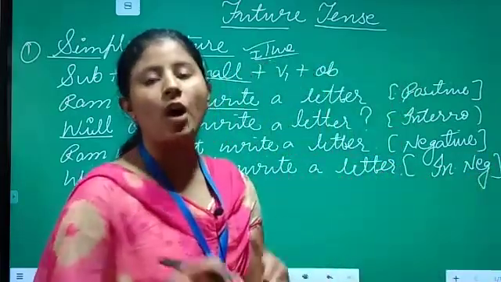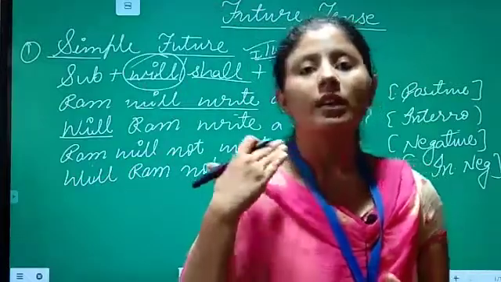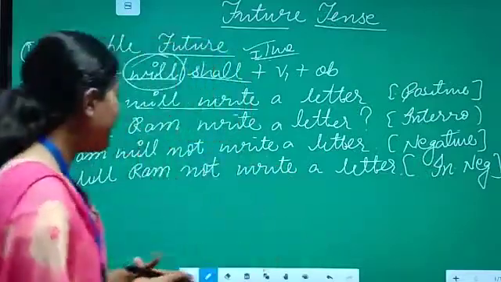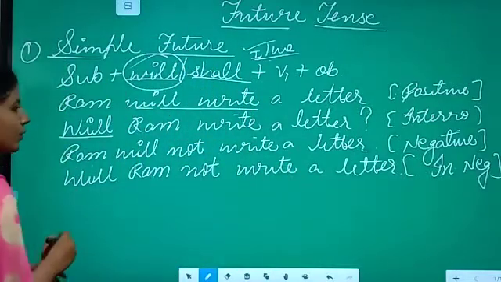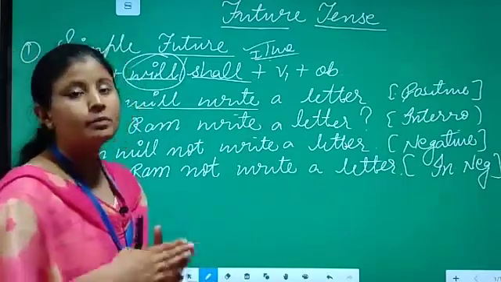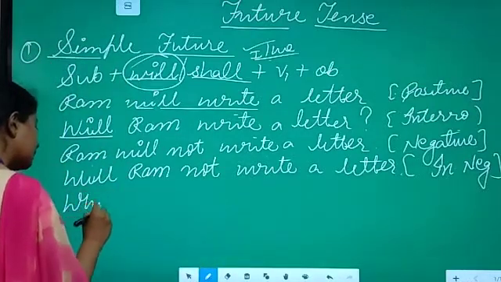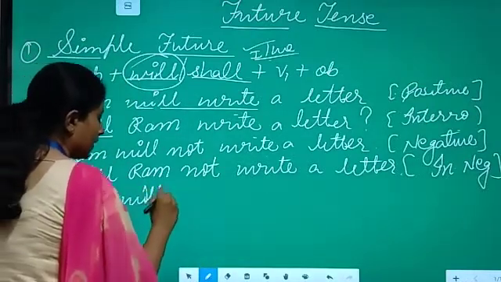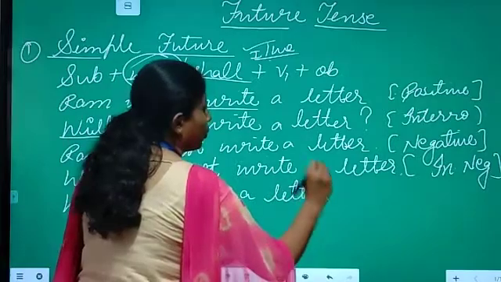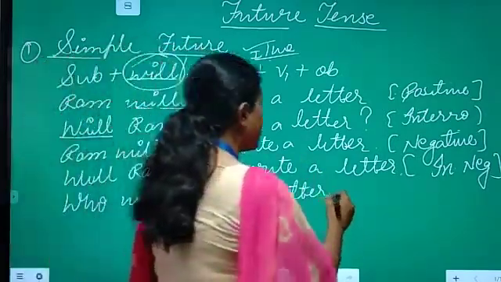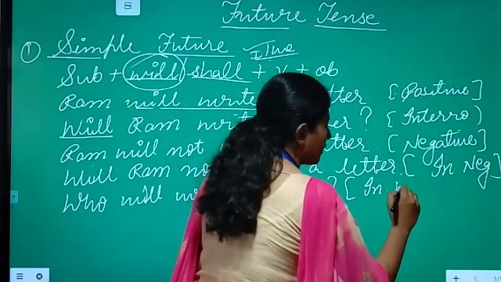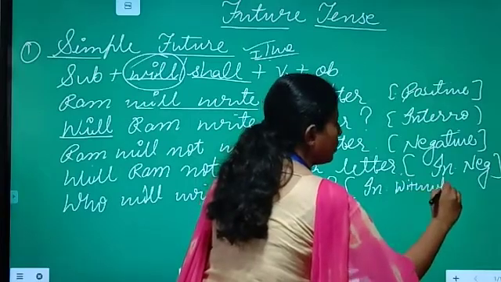Clear? Now how to form interrogative sentence using WH word. To form interrogative using WH word, we need a WH word first. You can take any of the WH words like what, who. Here we are taking who. Who will write a letter? Who will write a letter? And now this is interrogative sentence with WH word.